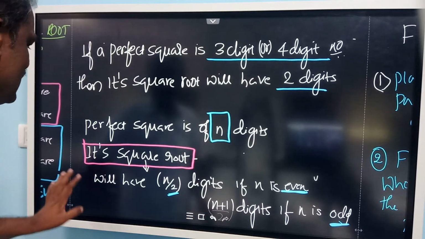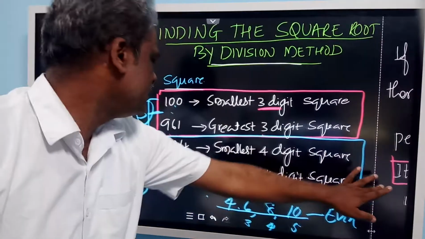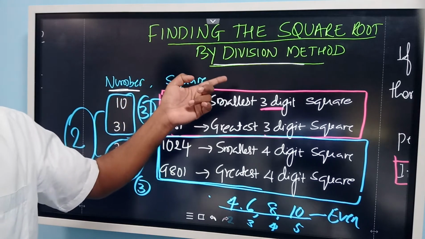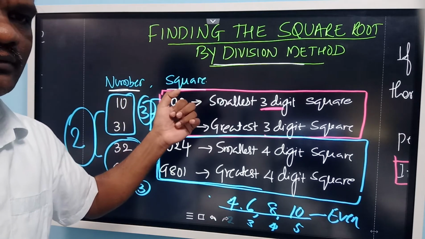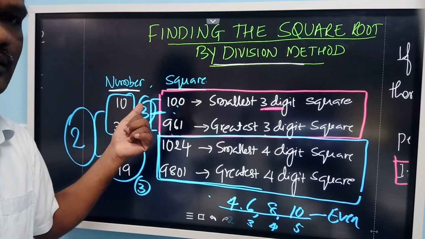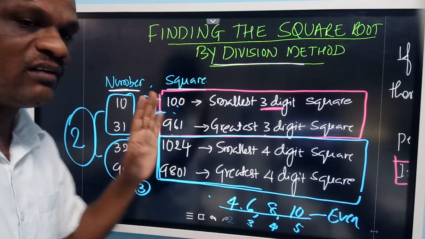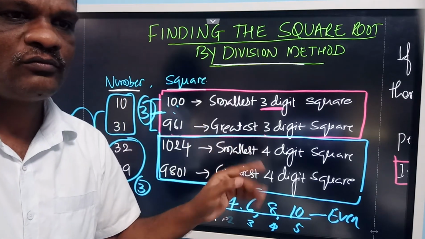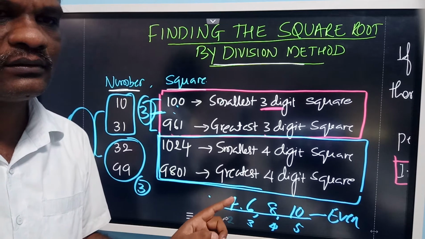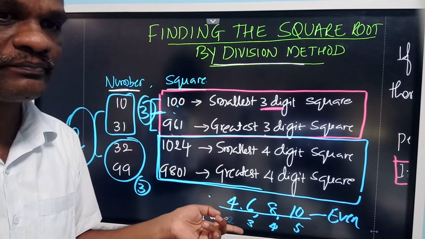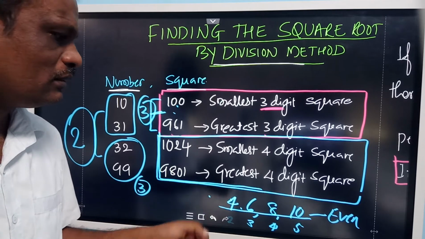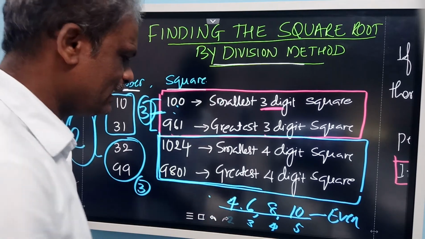N plus 1 by 2 means, suppose 3 digits, then 3 plus 1 by 2, that is 4 by 2. Same as 4 by 2 only. Suppose there are 5 digits, then 5 plus 1 by 2. So that means, now you will get an idea.